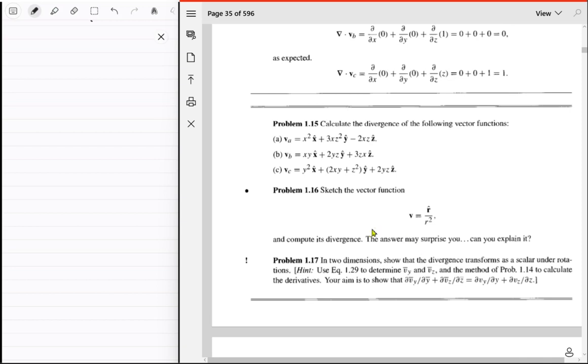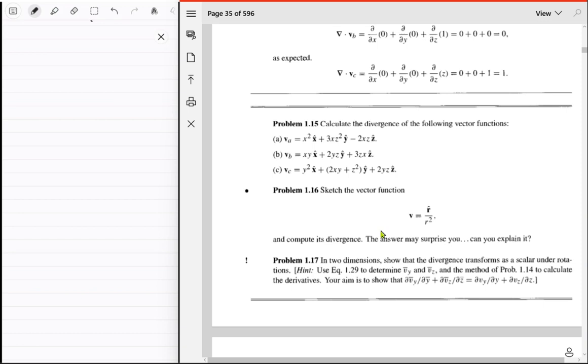1.16, sketch this vector function and compute its divergence. The answer may surprise you. Well, I want to be surprised. Let's see what's going on. Oh, this looks a lot like, okay, it's like an electrostatic field. Maybe that's why they're trying to make us do this.